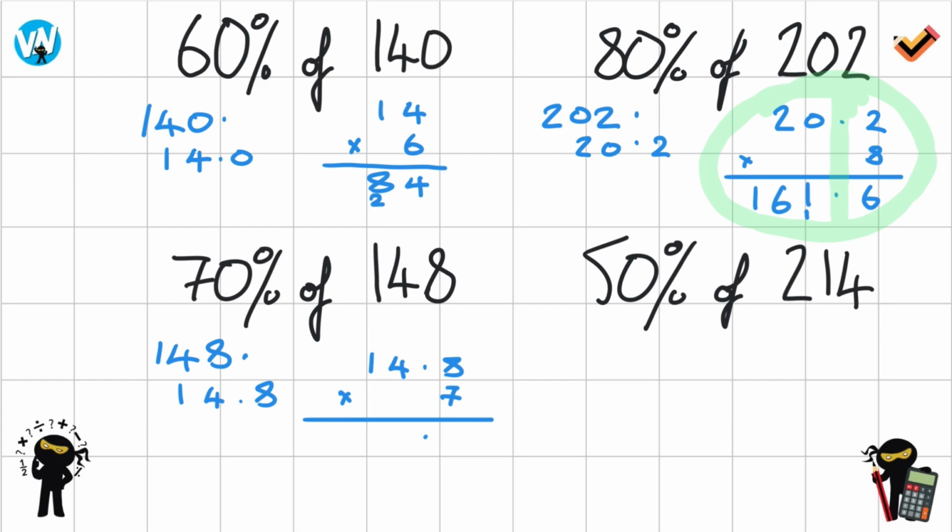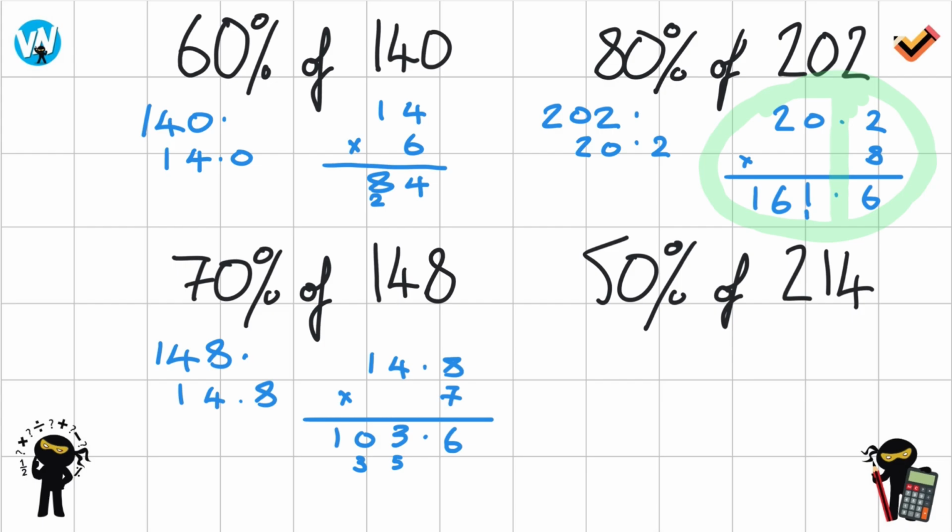So 8 times 7 is 56. So 6 is going to go there, and the 5 is going to get carried. 7 times 4 is 28. Add the 5 is 33. And then 7 times 1 is 7. Add the 3 is 10. So we've got 103.6. But again, I think the likelihood of getting that question, you may get that sort of question. It would come up later on in the test. And yeah, it's a little bit trickier.